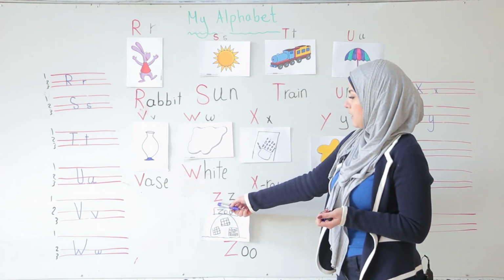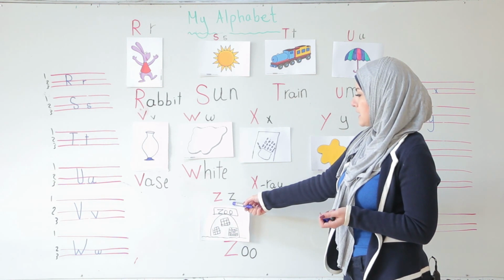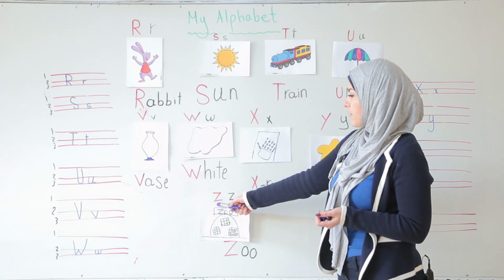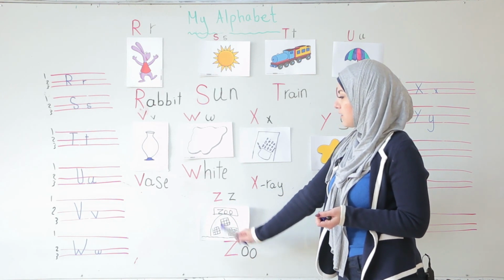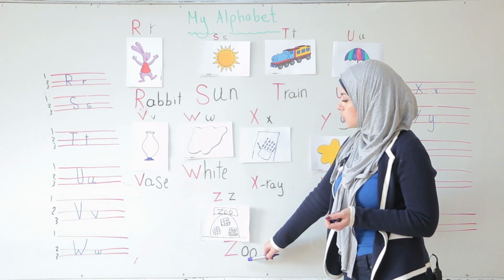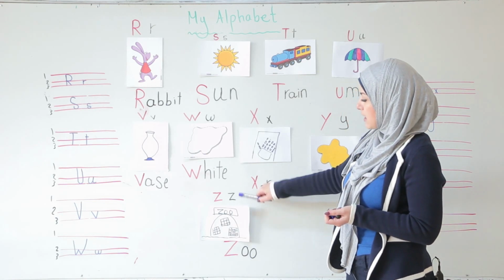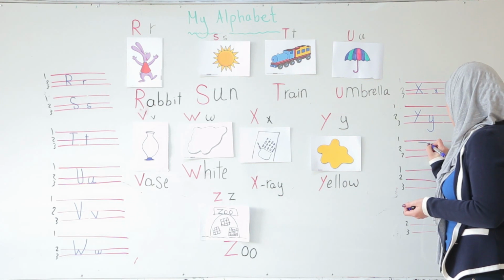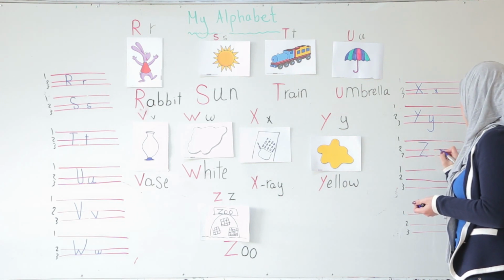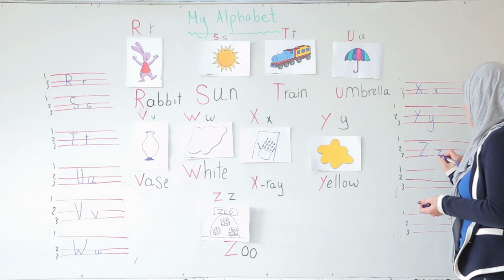Capital Z, small z. The sound of the letter Z is Z, Z. Z like zoo, Z like zoo. Capital Z, small z between the lines.